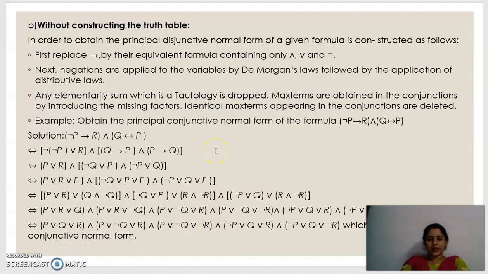So there are two ways to find the principal conjunction normal form or principal disjunction normal form. One is by using the truth values, and another is without using the truth values, where we use formulas. If you use the truth table, then in principal disjunction normal form we consider only the true values. In principal conjunction normal form we use only the false values.